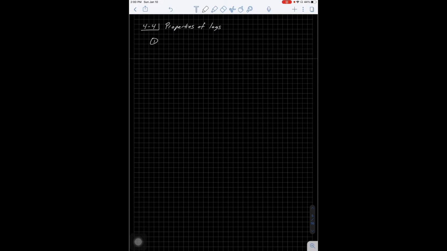These properties are true for any base. So as long as the bases are consistent through the whole thing, they could be 2, 3, 4, 5. They could be e, so they're true for natural logs as well. I'm going to write them as a generic base b. And the first property is if you're adding two logarithms, that's the same as taking the log of the product of the two things that you're logging. So basically, you can shove addition together into multiplication.